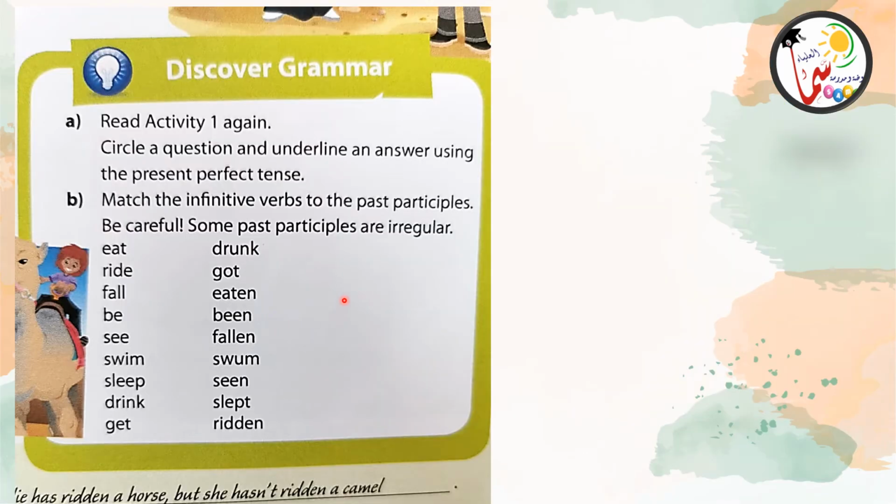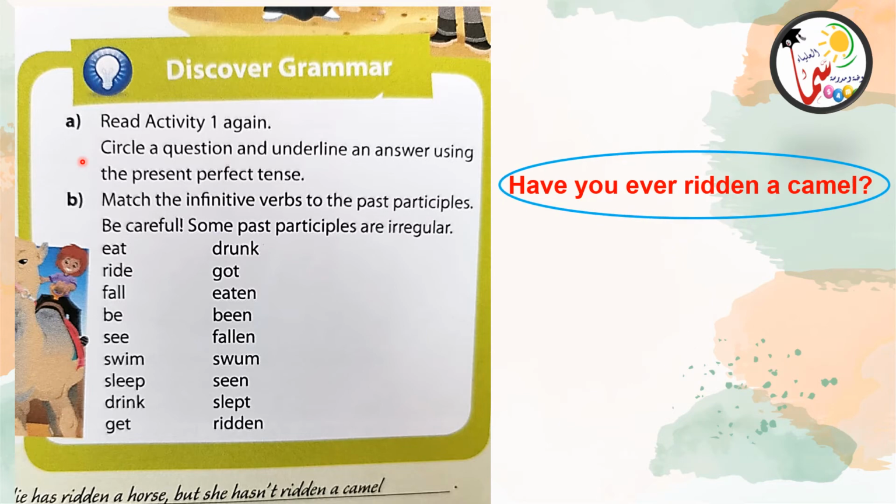Now we'll go to the box entitled Discover Grammar. We will read the activity again, circle a question and underline an answer using the present perfect tense. I circled and underlined one from each type. Have you ever ridden a camel? This is a question. And the answer is no, we haven't. You can go back to the book and circle any questions and answers that you might find in the present perfect tense form. Now let's do exercise B.